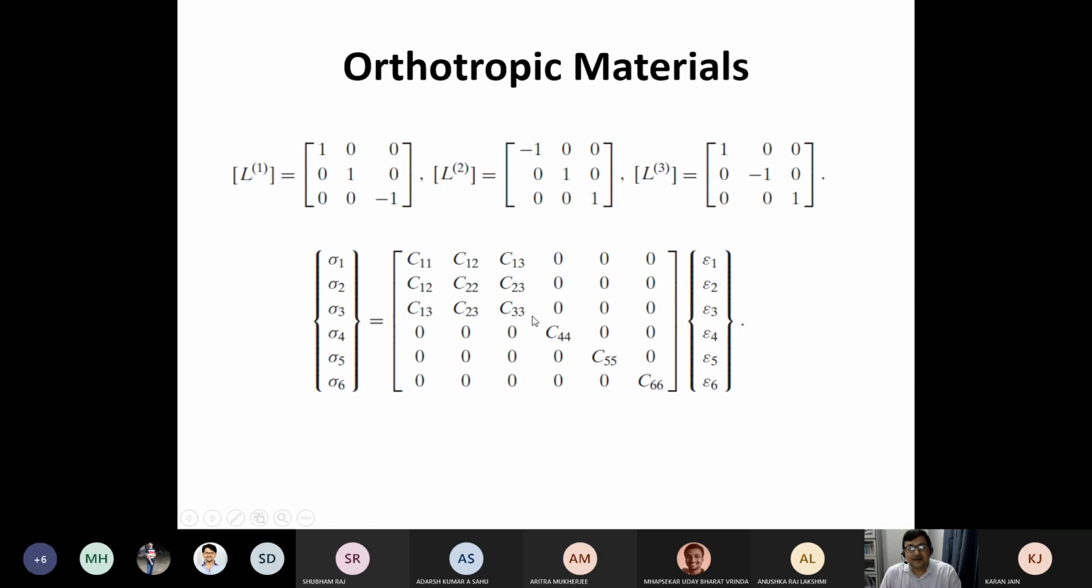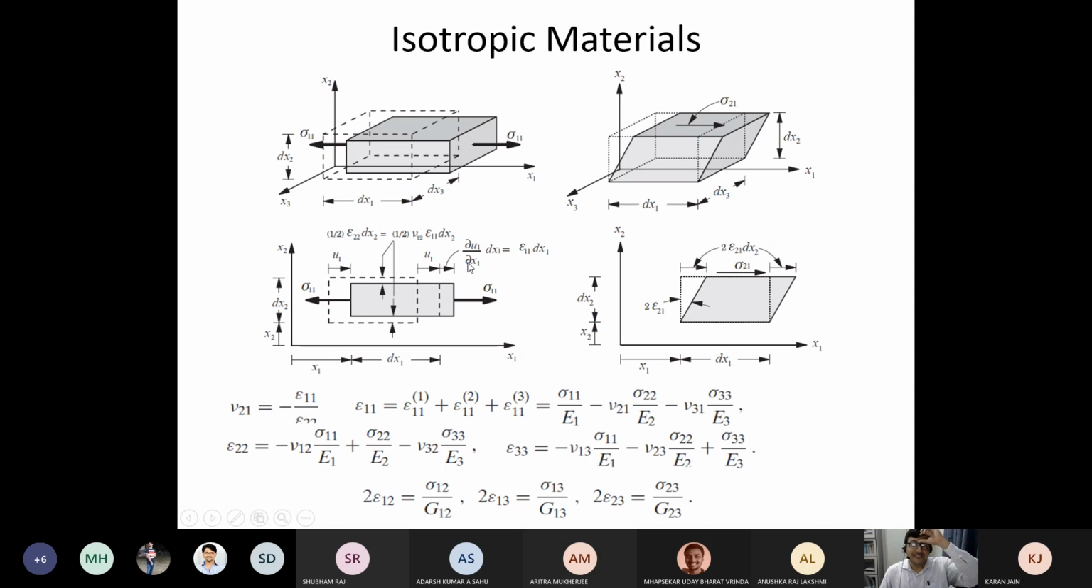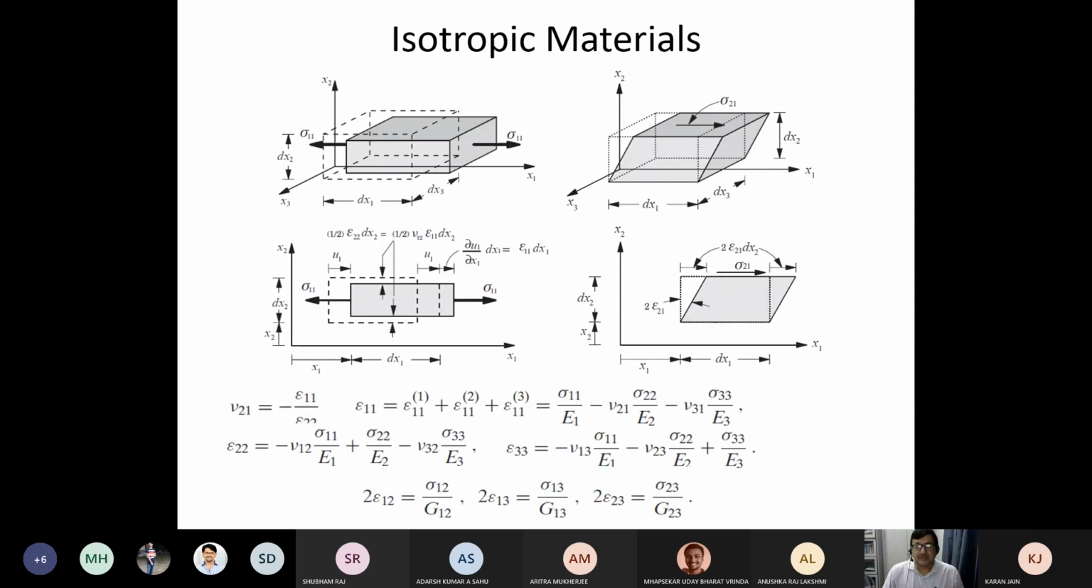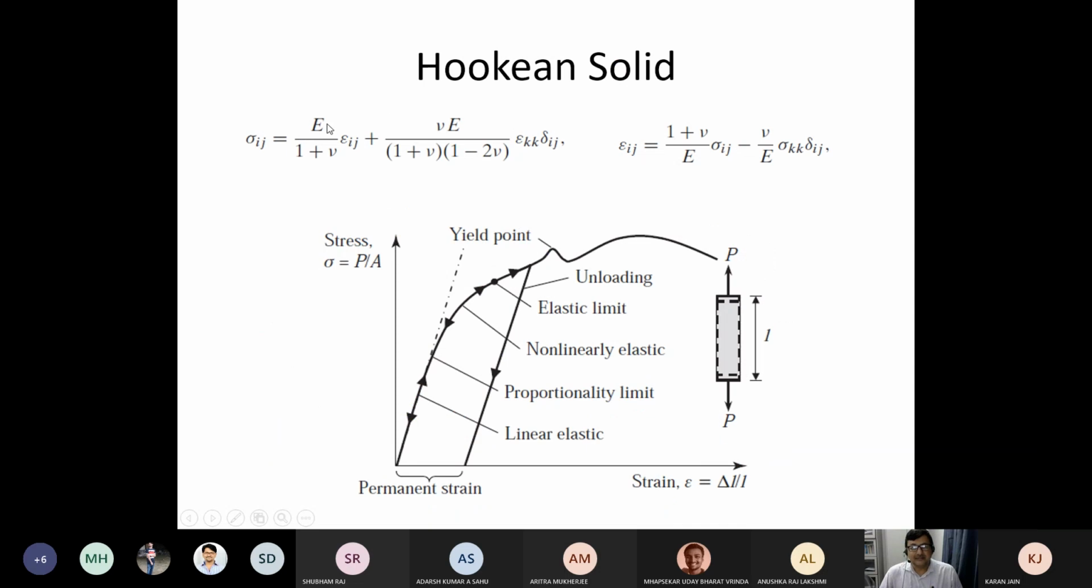For an isotropic material, what happens? All these coefficients boil down to two major constants. One is called the elastic modulus, another is called nu, which is the Poisson ratio. If you have a material which is exactly symmetric, also called an isotropic material, you end up getting two constants. Both are called the Lamé constants: the elastic modulus and the Poisson ratio.